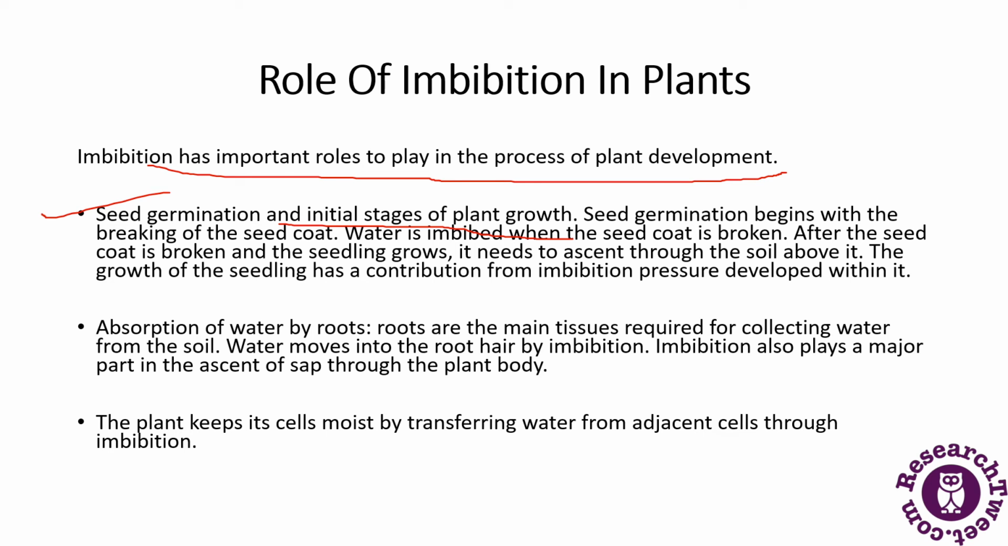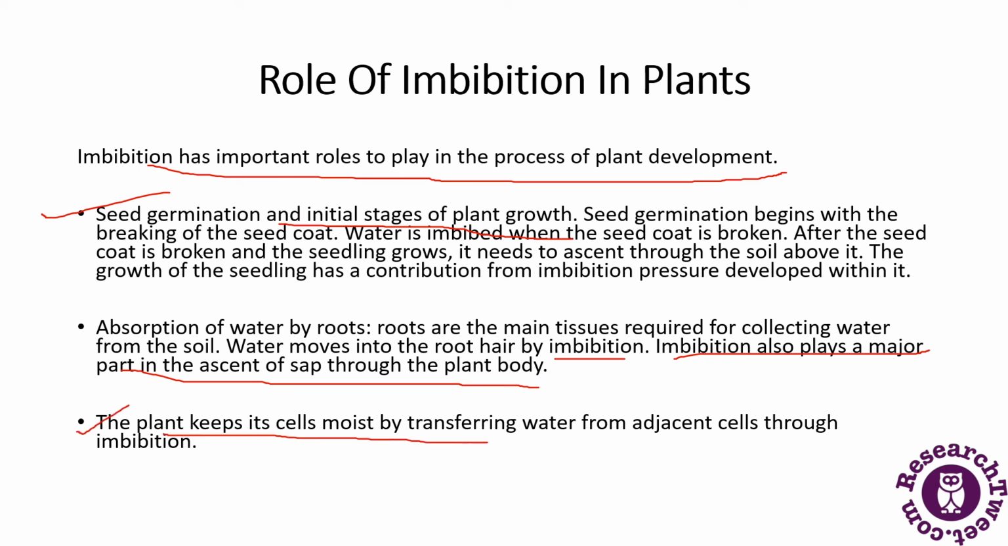The growth of the seedling has a contribution from the imbibition pressure developed within it. Then there is the absorption of water by the roots; imbibition plays a role in the absorption. Roots are the main tissues required for collecting water from the soil. The water moves into the root by imbibition, and imbibition plays a major part in the ascent of sap through the plant body.